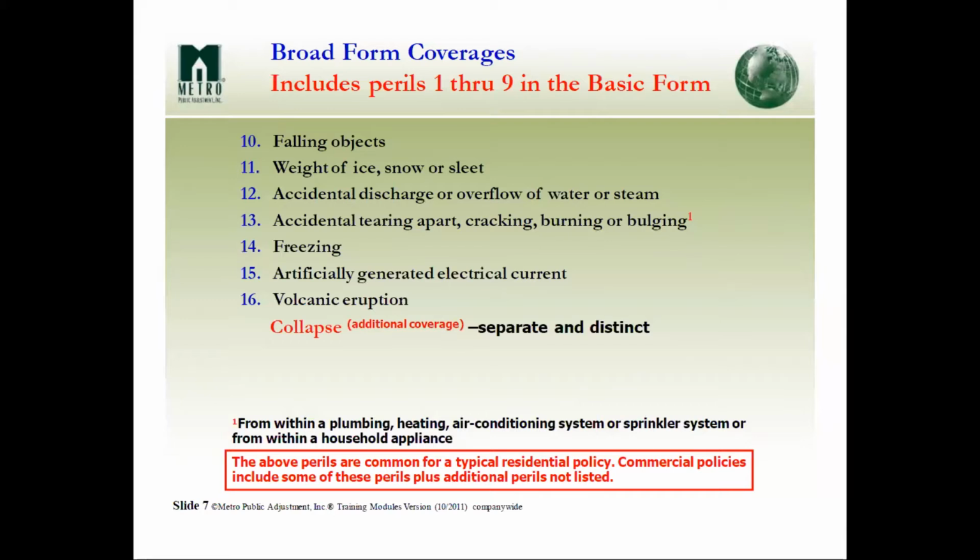Artificial generated electrical current. This is where you have, in your electrical system, an arc that occurs, and that arc creates additional electrical energy that then fries an appliance, perhaps causes a burn on the electrical outlet. You'll see sometimes a blackened area above the outlet, which shows that the outlet has been damaged. Volcanic eruption and collapse. Those are additional.